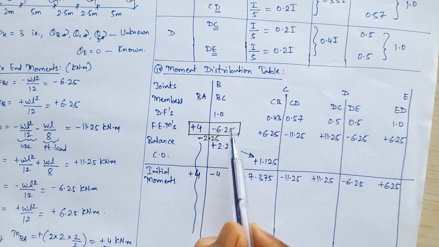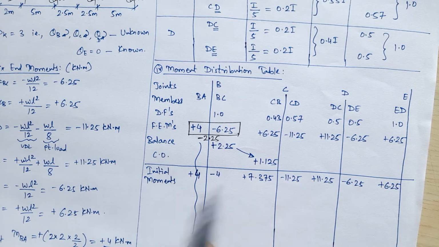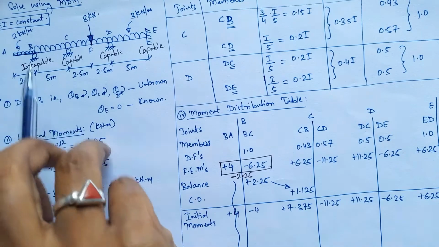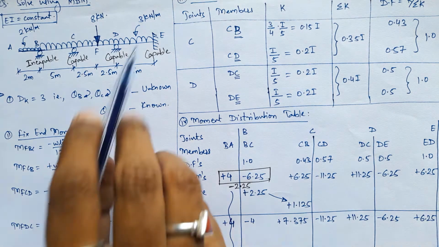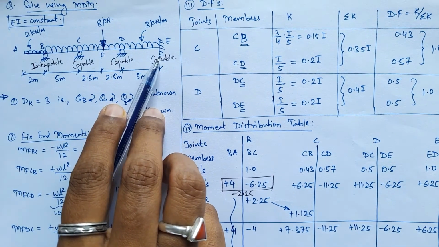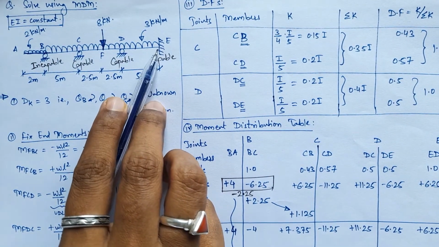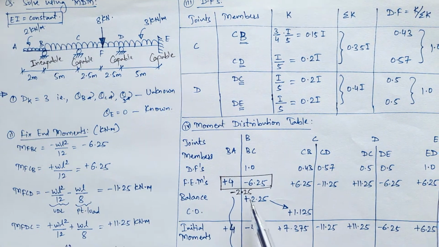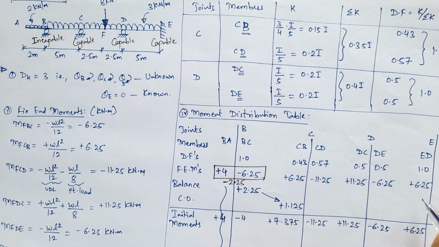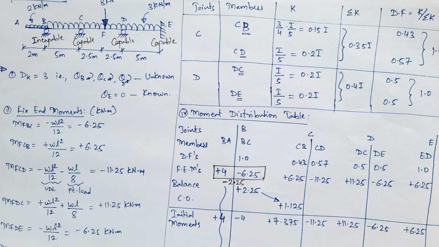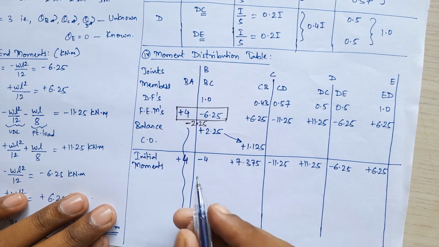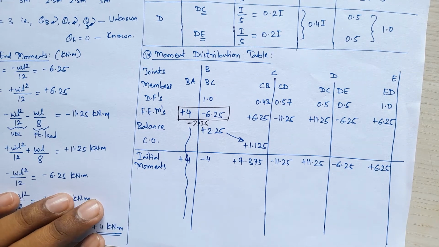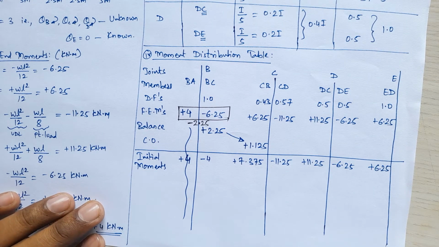You only have to apply a balance moment at your incapable support. Here your B support was incapable, that is why we are applying a balance moment here. If in addition to this, suppose E support is also incapable, suppose this is a hinge support, then you have to apply a balance moment here and at joint E also. So I am getting my initial moments now.